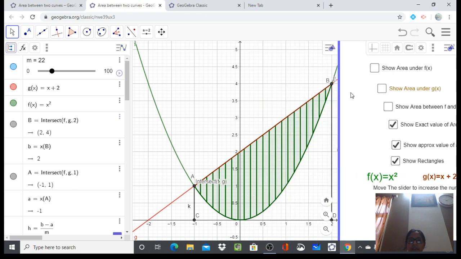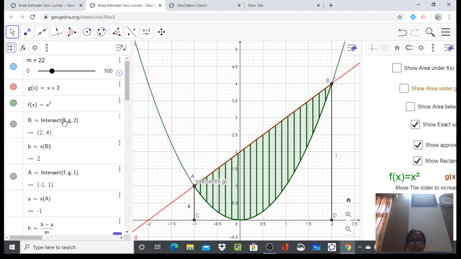And then I have taken 2 points of intersection. One is the intersection of f and g, this is A. Another point is the intersection of f and g, this is B. So B is the intersection of f and g at point 2, and A is the intersection of f and g at point 1. Then we have taken the x coordinate of point A, which is C, and the x coordinate of point B, which is D.